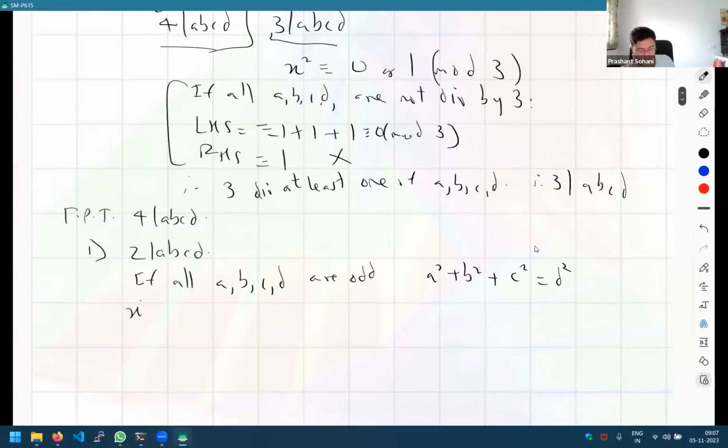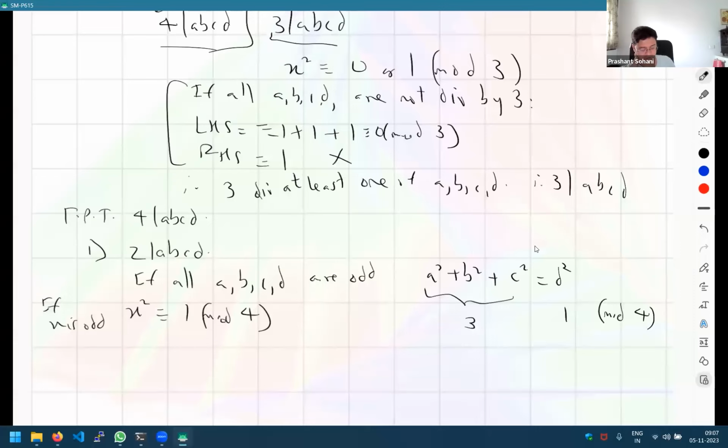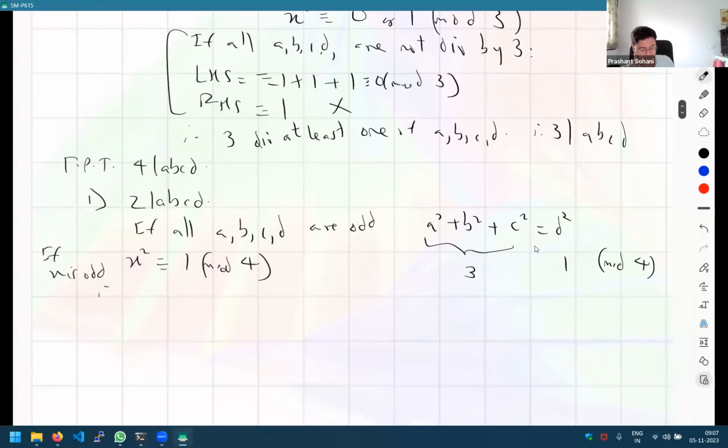But again, you have to use the fact that if x is odd, then we know that x square is congruent to 1 modulo 4. And so if all of them are odd, then LHS will become 3 mod 4 and RHS will become 1 mod 4, which is a contradiction. So we can say that this cannot happen, that all of them are odd. So at least one of them is even. And now there again, you can make cases.